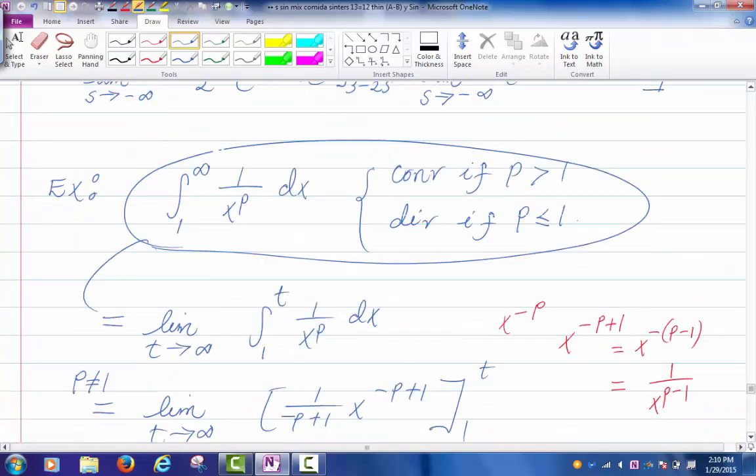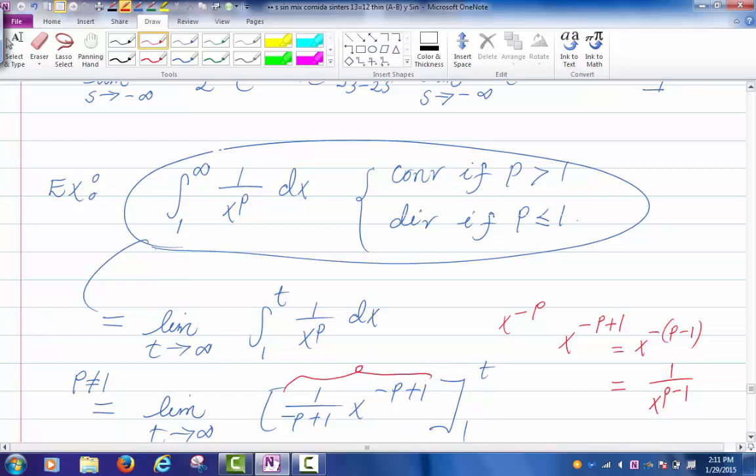So now what we verified is that the integral from 1 to infinity of 1 over x to the p is convergent when p is bigger than 1, divergent when p is less than 1. So what happens when p is exactly 1? What's going to change? Well, I hate to say this, but we have to say this, I guess. When p is 1, the only thing that changes is the antiderivative. So what's the antiderivative when p is 1?